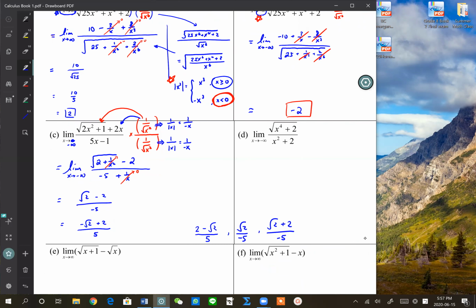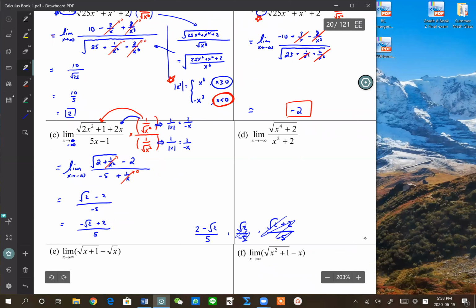So let's see if we have any match. If you have negative at the bottom, the top, you should have minus, right? So this one doesn't. This one, one term, we're missing the 2 part. So this one is okay.